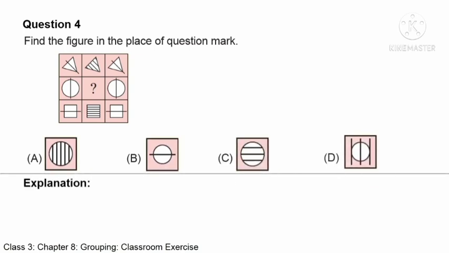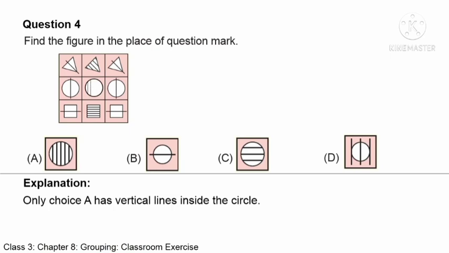As you can see in the first row, the same shape has different patterns. That is one triangle with one line, the next with vertical lines in the same direction, and the third is similar to the first. Similar changes are seen in the square. Thus the circle also needs to follow the same pattern. You can see there is one vertical line for the circle. Thus in the center, the circle with vertical lines should be there. Option A fits the pattern and thus is the right answer.